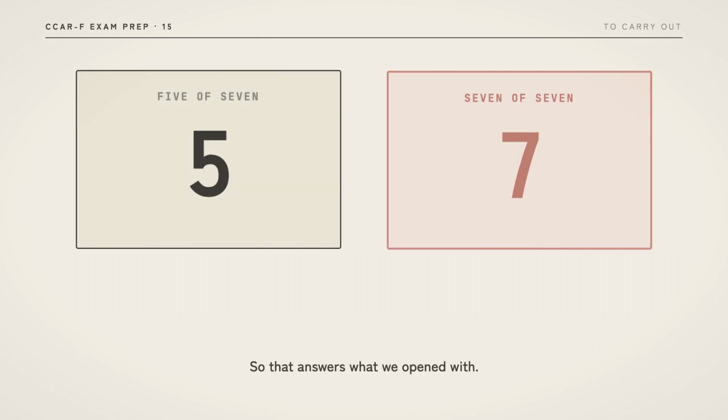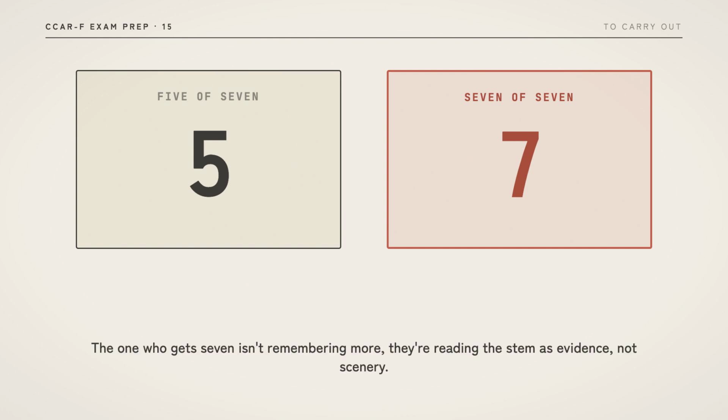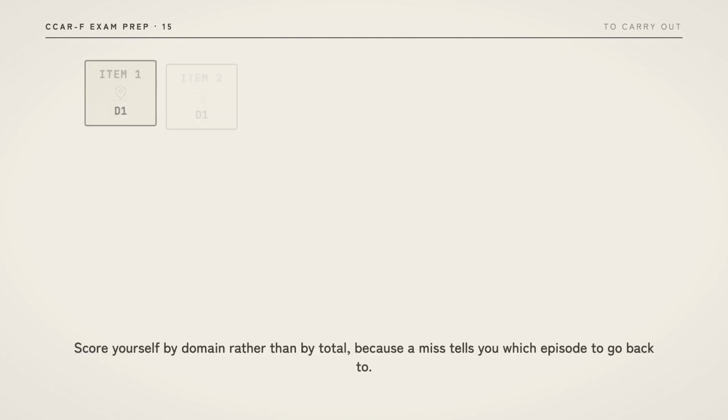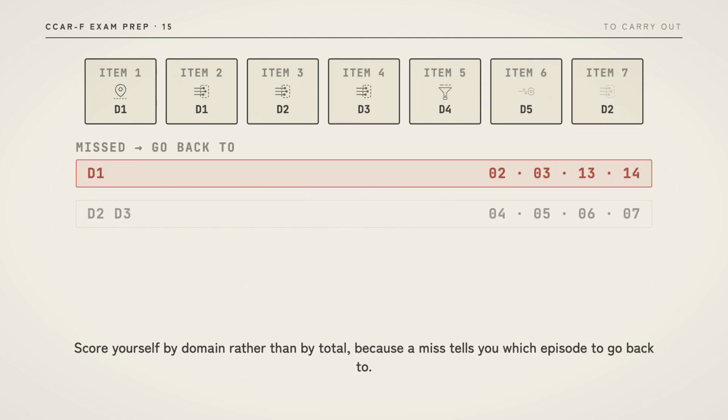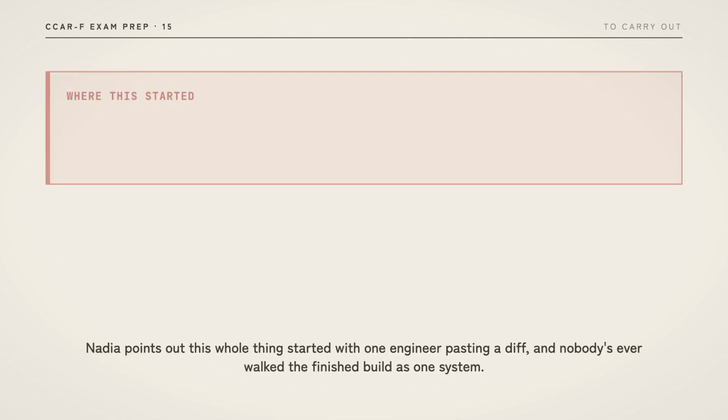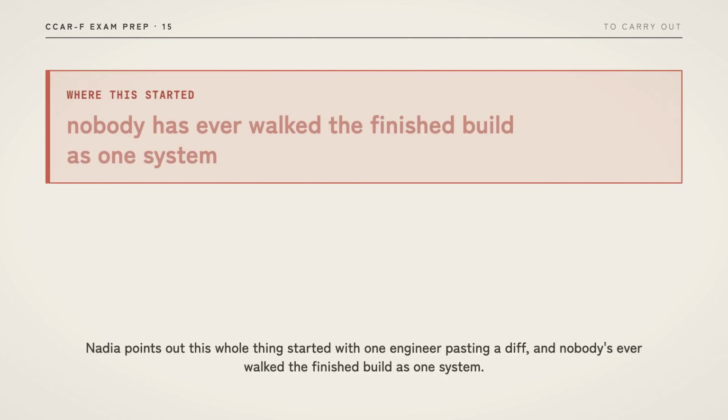So that answers what we opened with. The one who gets 7 isn't remembering more. They're reading the stem as evidence, not scenery. Score yourself by domain rather than by total, because a miss tells you which episode to go back to. Nadia points out this whole thing started with one engineer pasting a diff, and nobody's ever walked the finished build as one system.